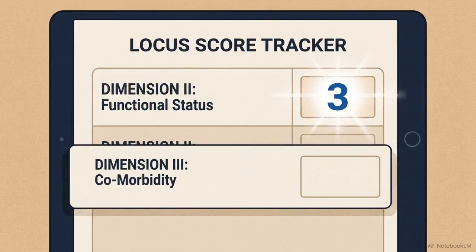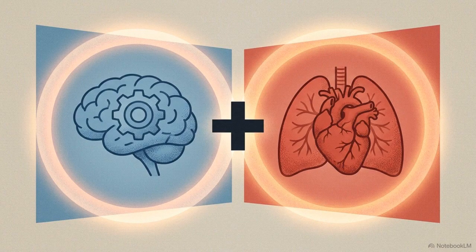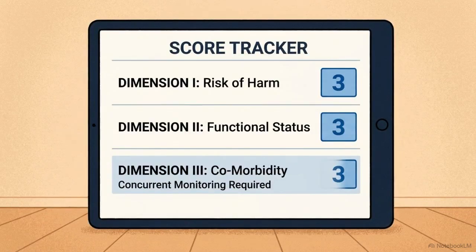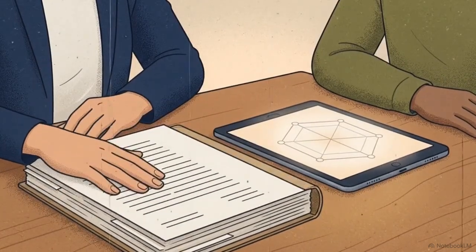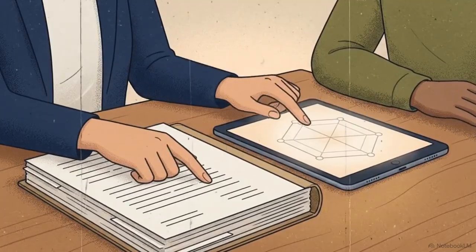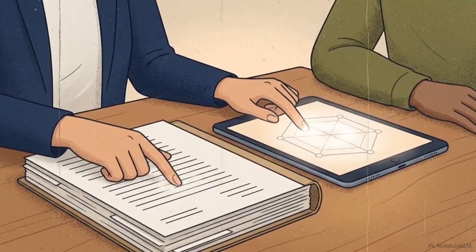Dimension 3 looks at comorbidity, the impact of co-occurring medical, addictive, or psychiatric conditions on the client's treatment needs. Do not ignore stable medical conditions. If a physical ailment complicates the mental health presentation, it must be reflected in the score. Because this client has a co-occurring condition requiring concurrent monitoring, we assign a 3. These 2 dimensions require us to look past the primary psychiatric diagnosis to understand the client's holistic physical and functional state.